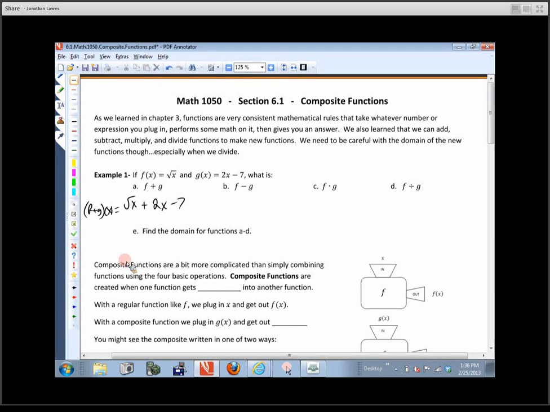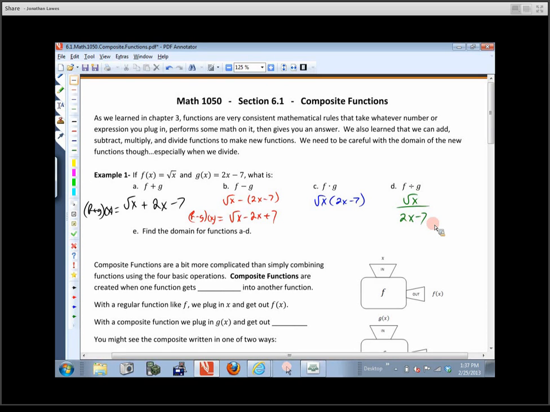If we subtract them, we just have to be a little bit careful. This is going to be the square root of x minus, and when we subtract, if there's more than one term, we definitely want to put that in parentheses. So this is going to be the square root of x minus (2x plus 7). That's going to be f minus g of x, the notation we'd use there. And if we multiply them together, again, still pretty easy. It's just going to be the square root of x times (2x minus 7). I'll forego writing the notation there. And if we divide them, we end up with the square root of x on the top and 2x minus 7 on the bottom.